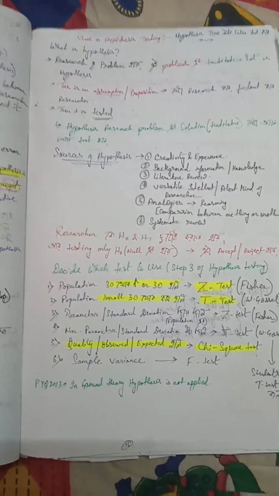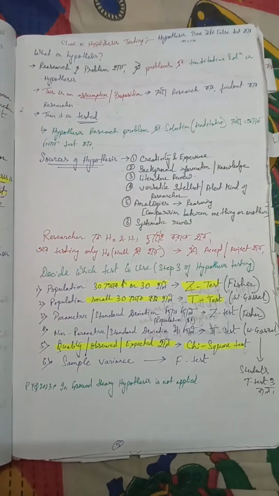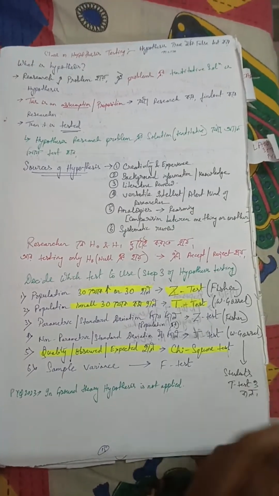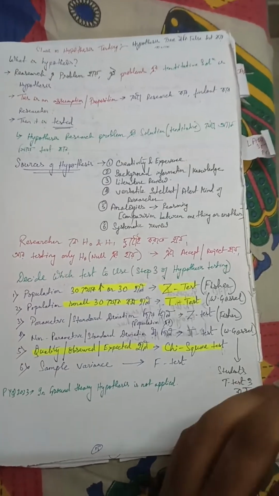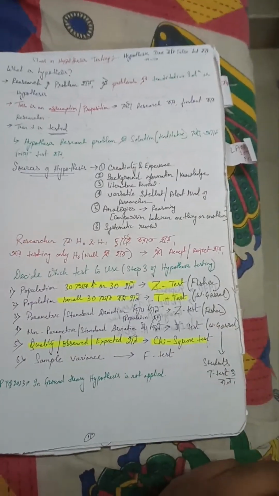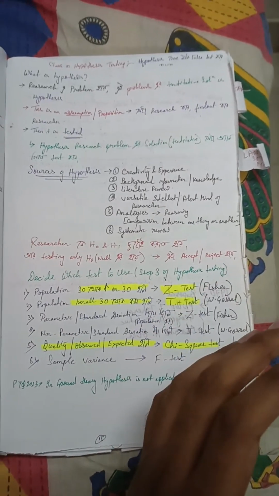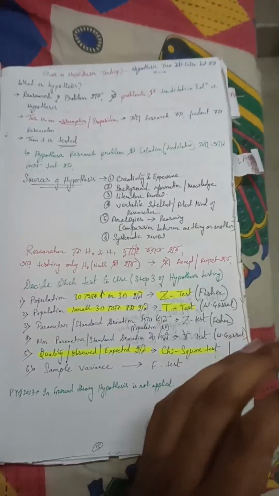About hypothesis. What is hypothesis? Hypothesis states the problem of the research, the tentative solution. Hypothesis states the research problems and a tentative solution. It's an assumption or proposition that the researcher tries to find out.